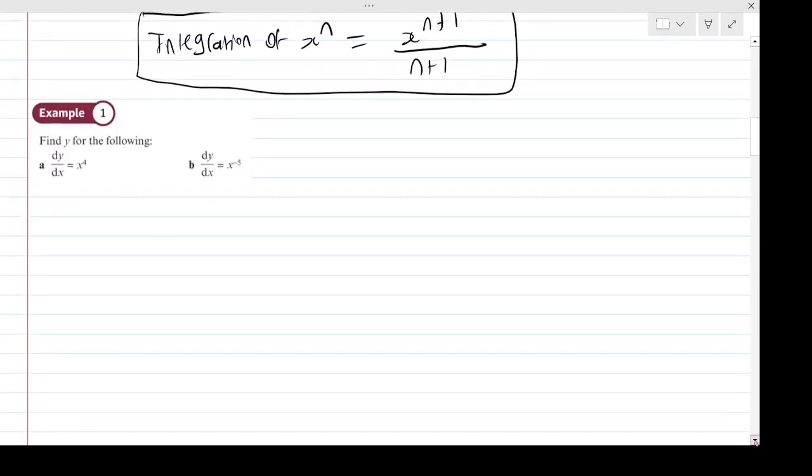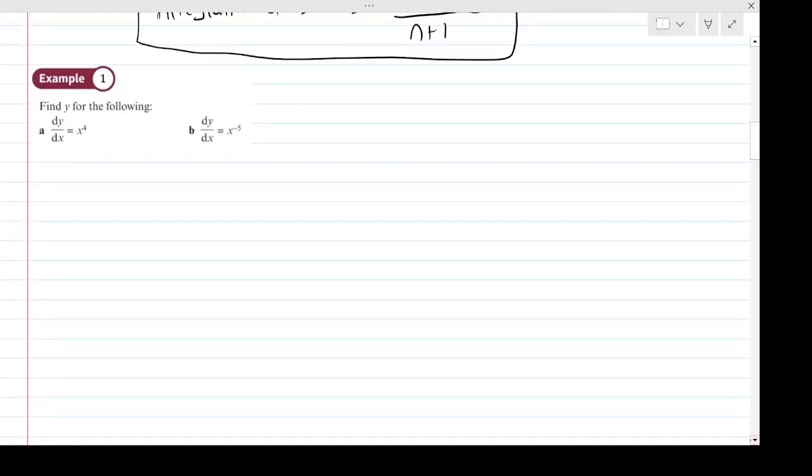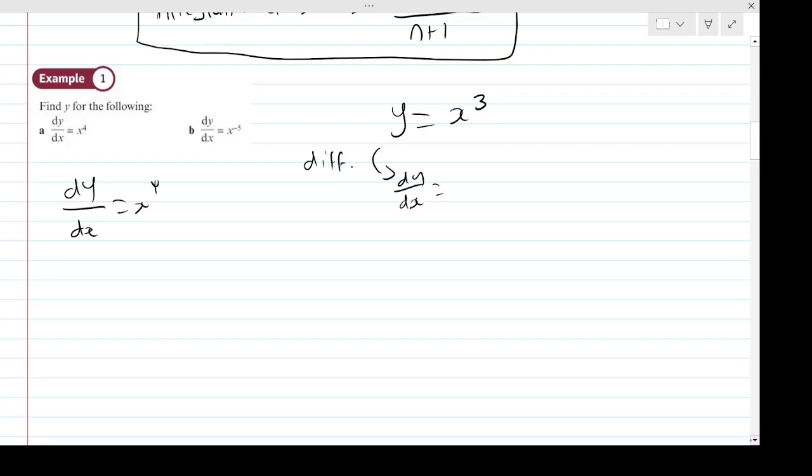So, in this example, we are told to find y for the following: dy/dx is equal to x to the 4. Well, hang on. Last chapter we looked at saying y, for example, is x cubed. Then we looked at differentiating, right? To get dy/dx is 3x squared, for example. But this time we're going the opposite way. This time we're given the gradient, the derivative, and it's asking for y. So we need to go the other way. So we're going to need to integrate, right? Because it's the opposite of differentiation to get to the original function for y.